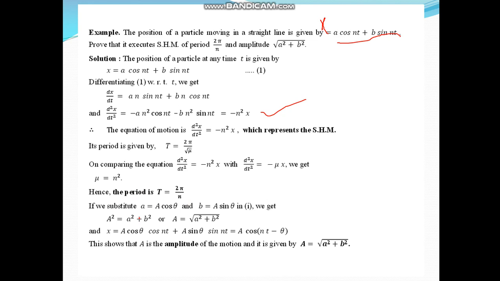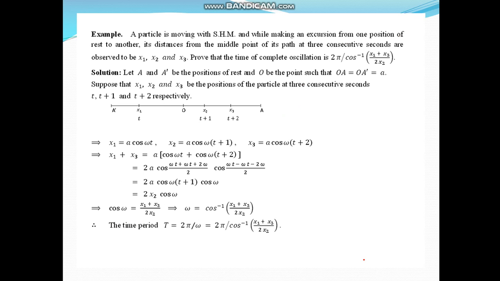Now if we substitute a equal to a cos theta, b equal to a sin theta in equation 1, we get x equal to a cos theta cos nt plus a sin theta sin nt, that is a cos nt minus theta. This shows that a is the amplitude of the motion, and clearly it is given by a equal to under root of a square plus b square.